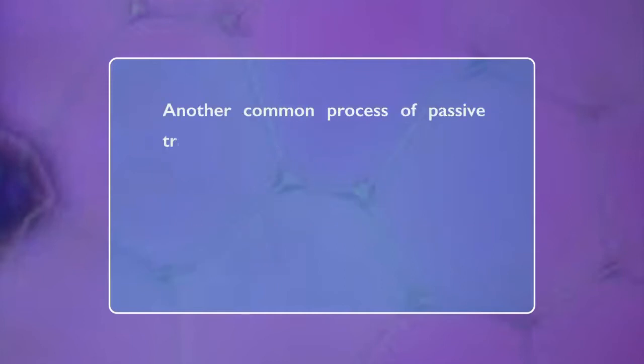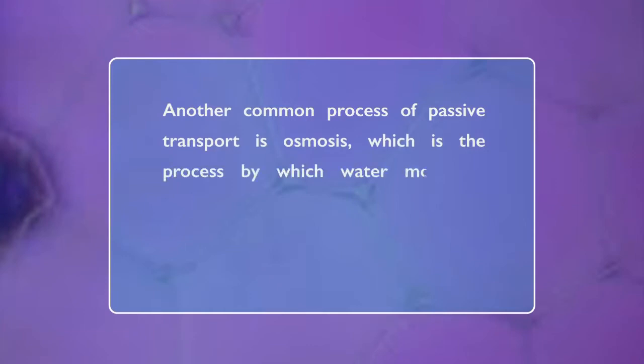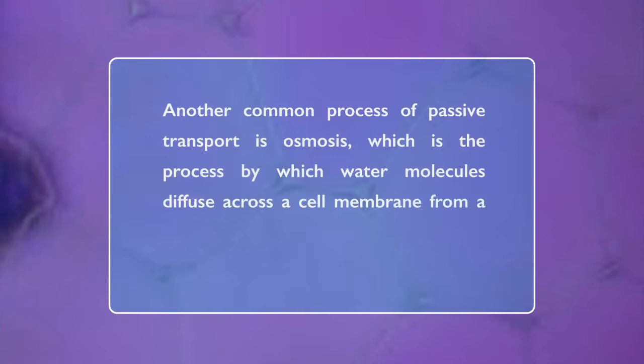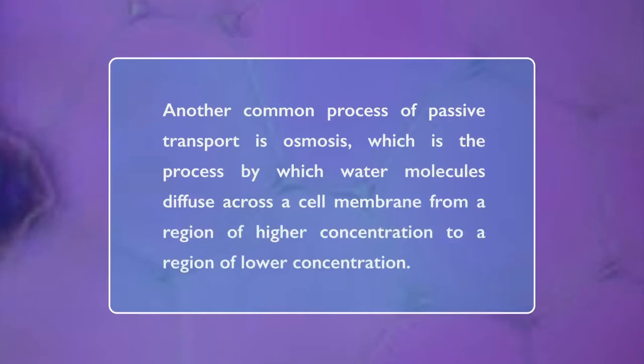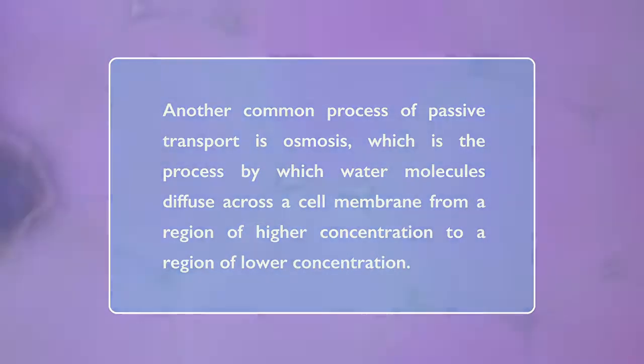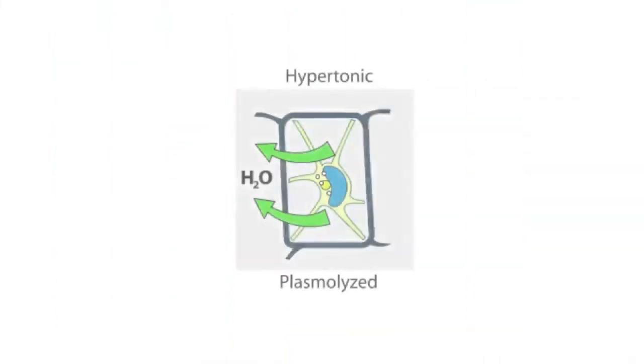Another common process of passive transport is osmosis, which is the process by which water molecules diffuse across a cell membrane from a region of higher concentration to a region of lower concentration. The phenomenon of osmosis can lead to plasmolysis or deplasmolysis of cells.